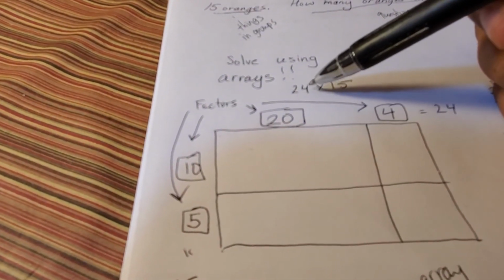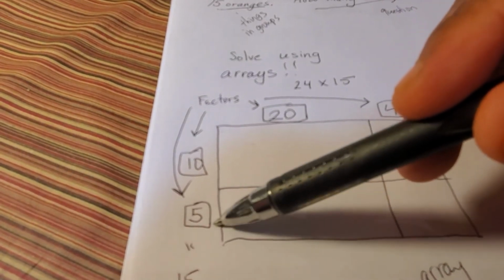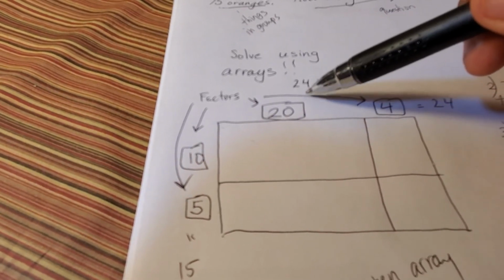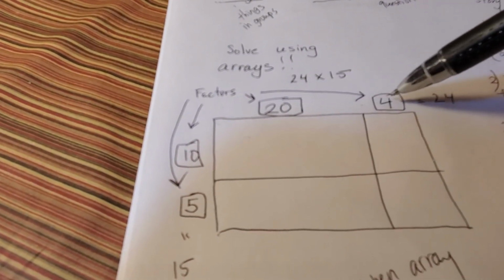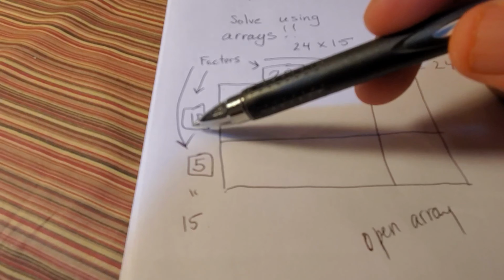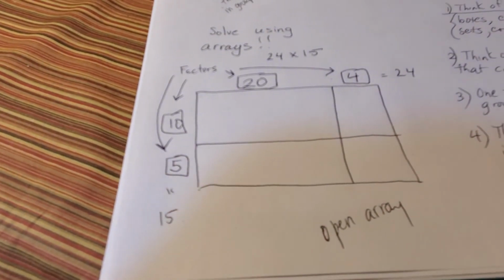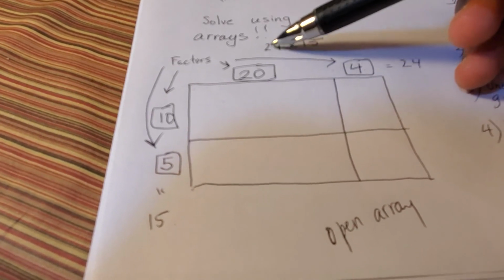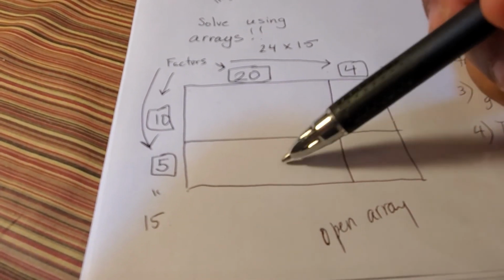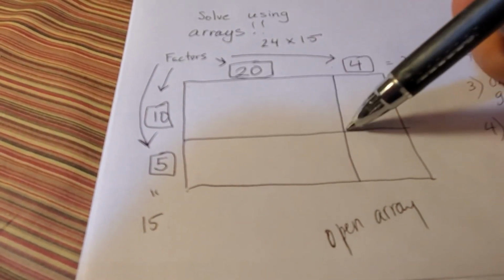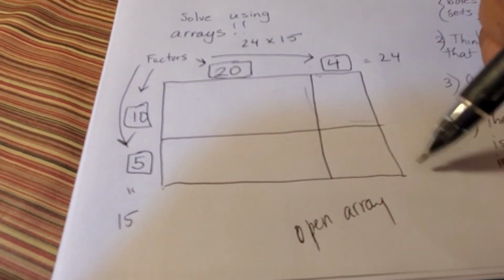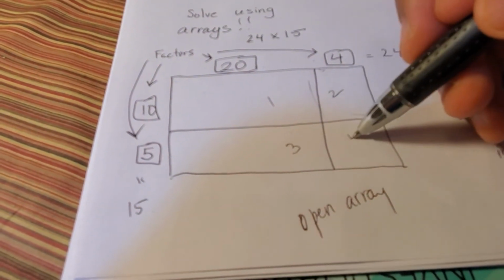And what I've done is split these numbers into smaller parts. The 24 is split into 20 and 4, because 24 is 20 plus 4. And 15 is split into 10 and 5, because 10 plus 5 is 15. Now, once it's set up like this, if you have a 2-digit by 2-digit multiplication, you're going to have 4 smaller arrays. This is an array. So is this. So is this. So is this. So you have 1, 2, 3, 4 pieces.